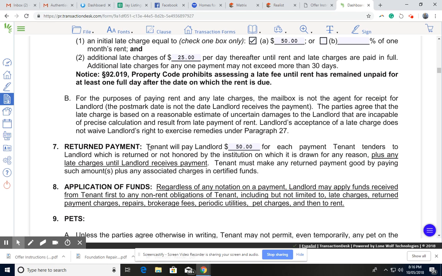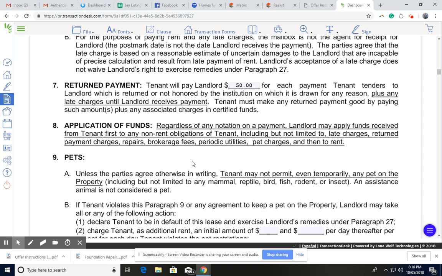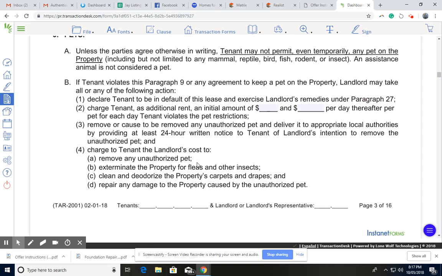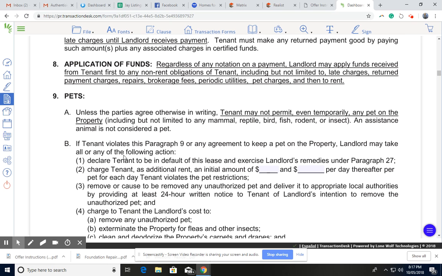Like a return payment. So let's say they pay him with a check. That's why we asked them to deposit it, to avoid this. But in case he accepts a check for whatever reason, there will be a $50 charge for each payment that the tenant pays, and it bounces back, like whatever check. So let's assume that. And for a pet deposit, the pet deposit is always $300, and it's always non-refundable.